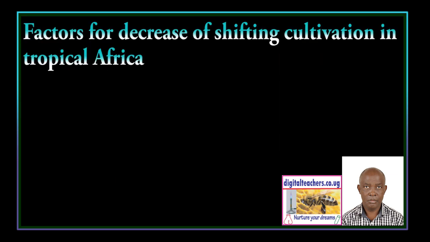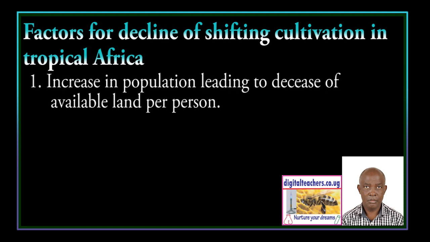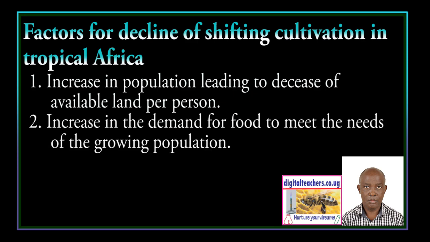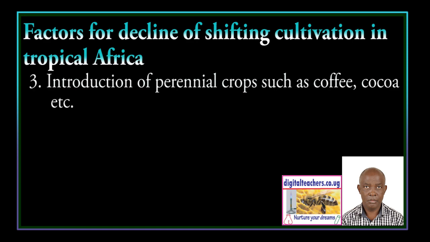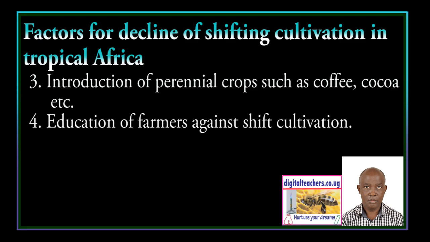Factors for decrease of shift cultivation in tropical Africa: increase in population leading to decrease in available land per person, increase in demand for food to meet the needs of the growing population, introduction of perennial crops such as coffee, cocoa, and so on. Education of farmers against shift cultivation.